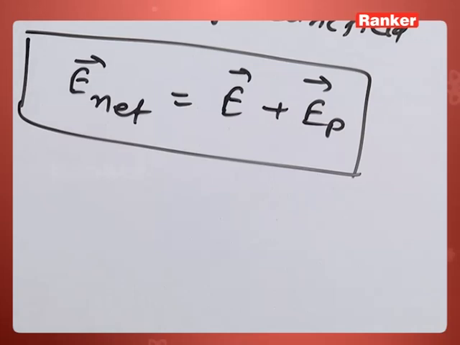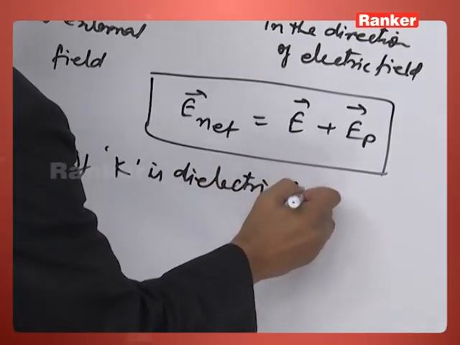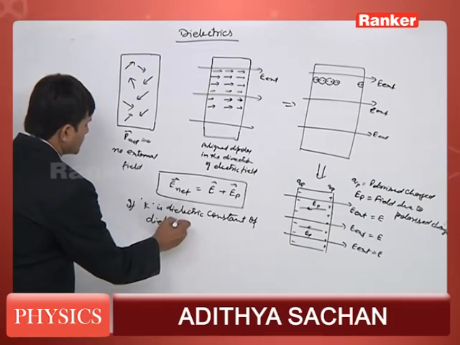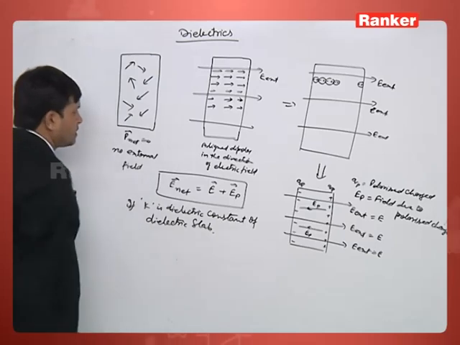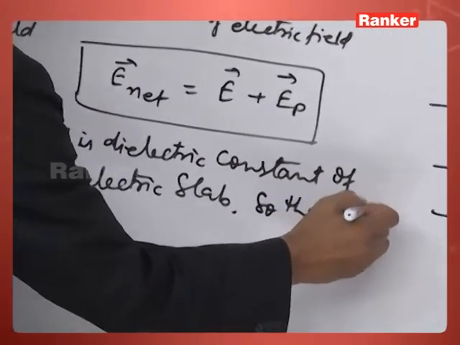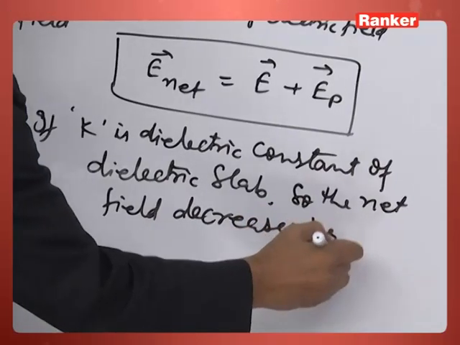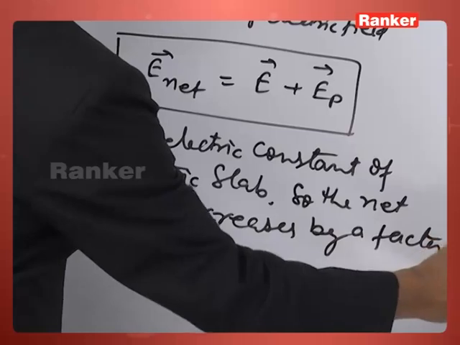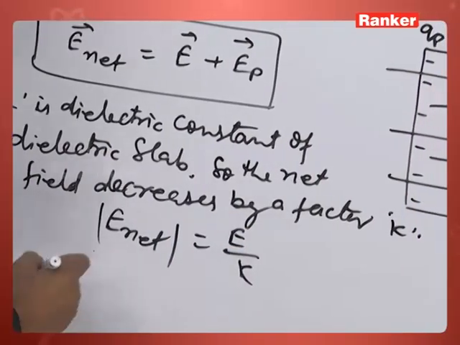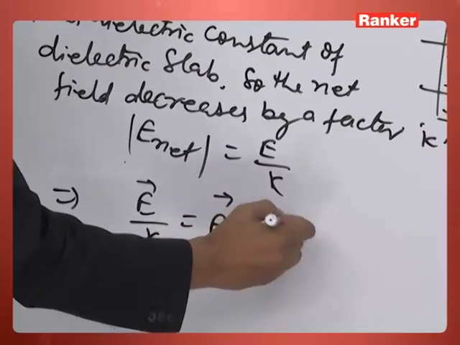Now if K is the dielectric constant of the dielectric medium or dielectric slab, the field decreases by a factor of K. So the net field decreases by a factor K. So E net we can have as E by K. So finally we can write E by K is equal to E plus E polarized.